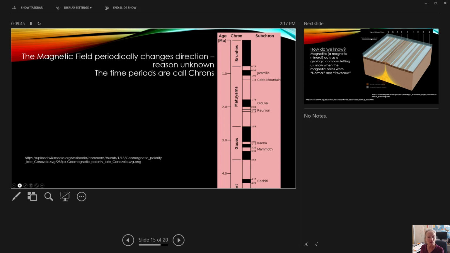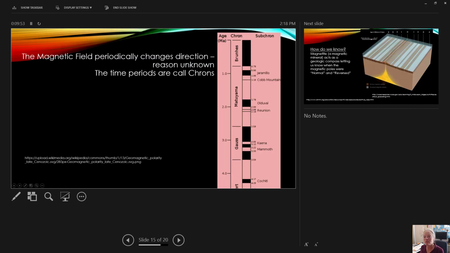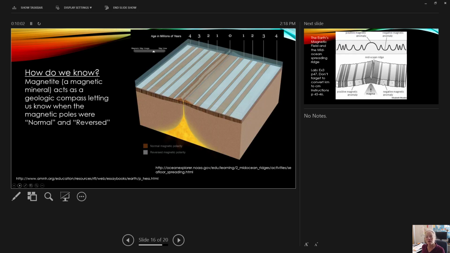So, how do we know this? When was the last change? 0.78 million years ago. That's 780,000 years ago. There were no people here. So how do we know that it changed, right? Well, this is supposed to be the mid-ocean spreading ridge. The magma's coming up in the center. There's our mid-ocean spreading ridge, our mountains.